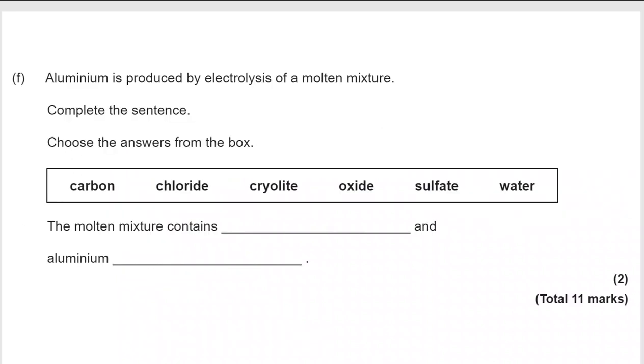And finishing off with part F, some missing words. A fact that you have got to remember about the extraction of aluminium. Aluminium is produced by electrolysis of a molten mixture. Complete the sentence. Choose the answers from the box below. The molten mixture contains cryolite. This is what the aluminium oxide is dissolved in. It lowers the energy costs. And aluminium oxide, which is what you find in bauxite that we extract the aluminium from. And that's the end of the question.